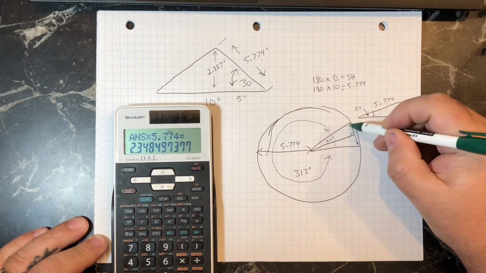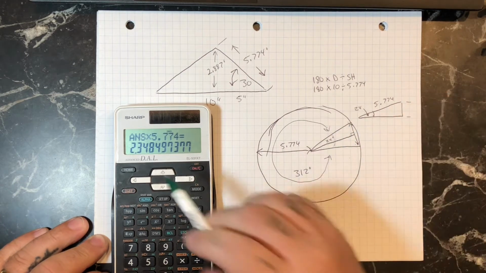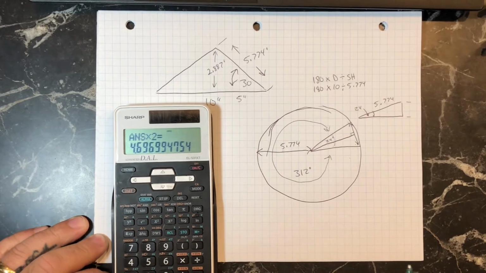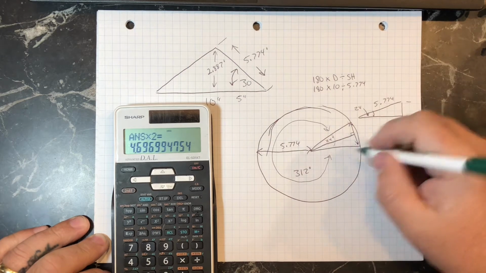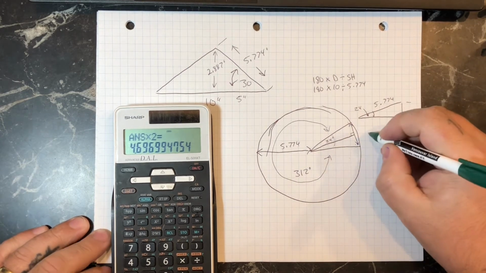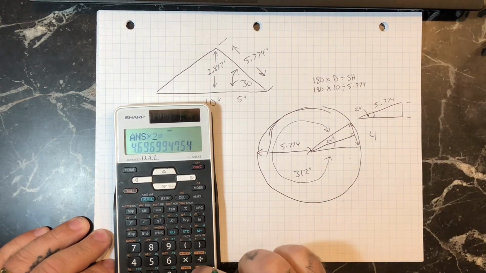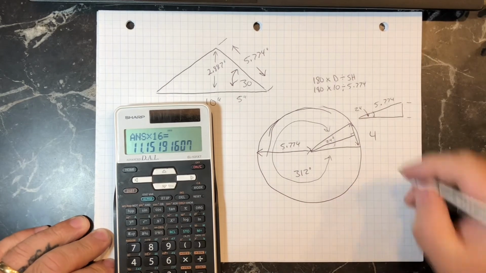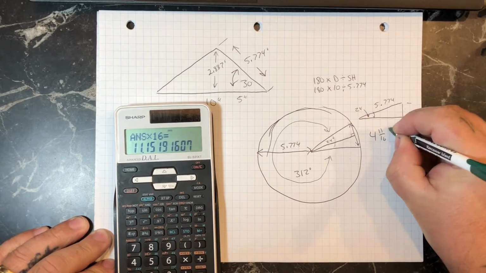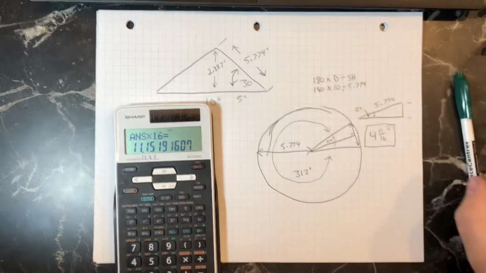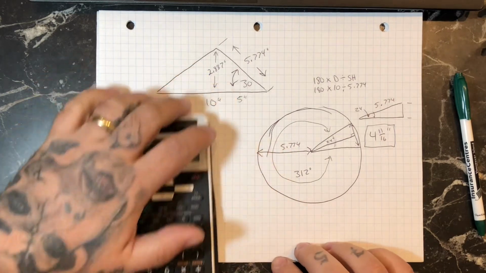But that's only giving me half of the length of the chord. So if I take that 2.348 and times it by 2, it gives me 4.6969947, etc. I'm just going to turn it into a fraction though, because all of the answers are in fractions. So it's going to be 4, minus 4 off of here, times 16, gives me 4 and 11/16, which is the right answer. Hopefully that made sense.